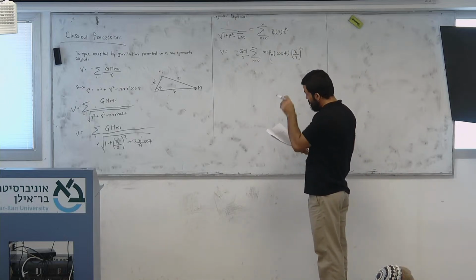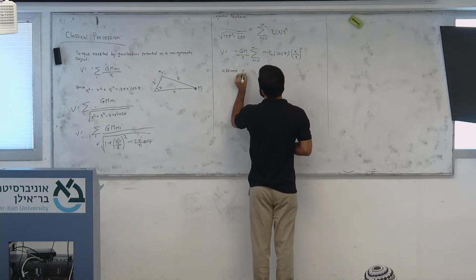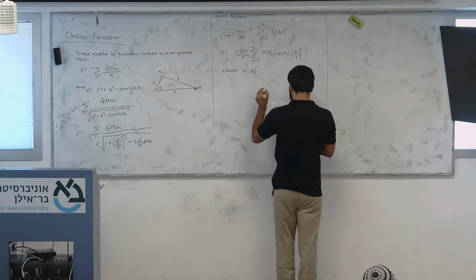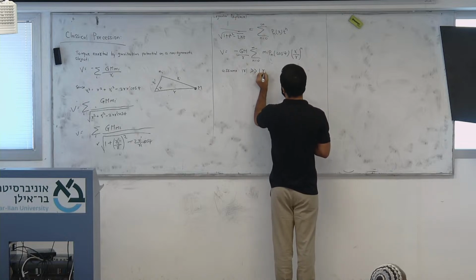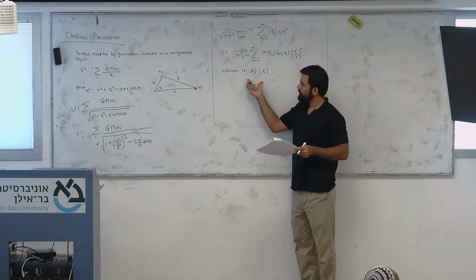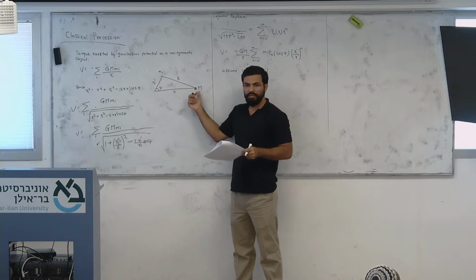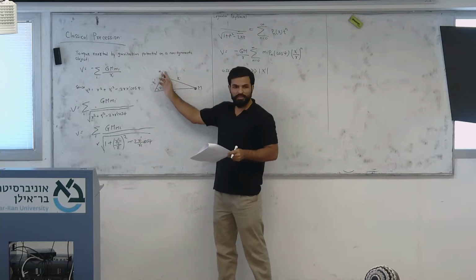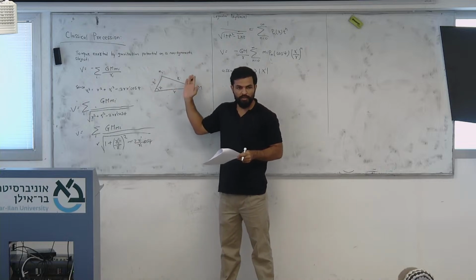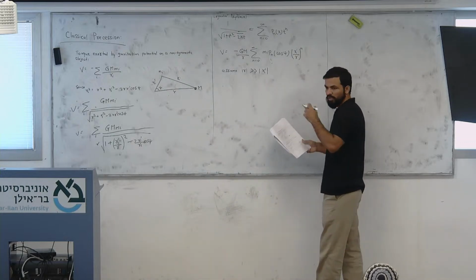Now we are going to assume that r is way larger than r prime. What does this mean? It means this body is very, very far away compared to the distance from the center of mass. Is it true? Yes, we'll see.